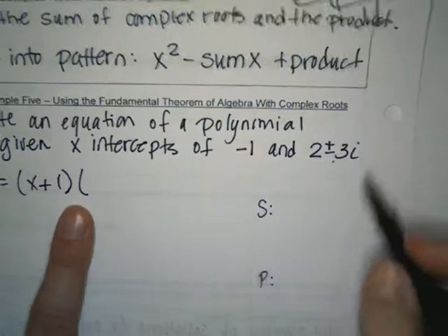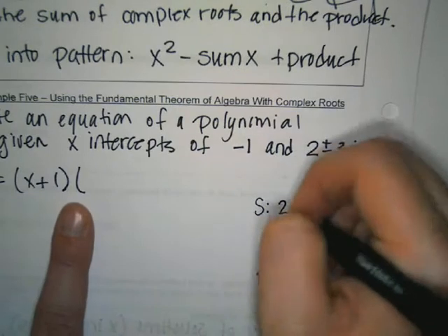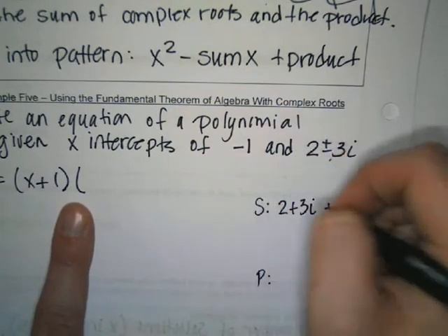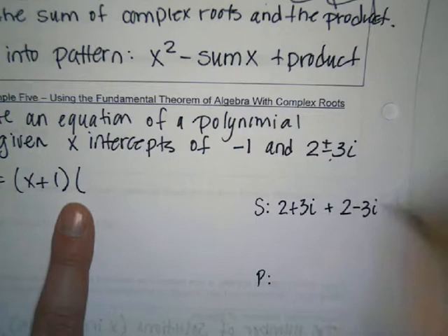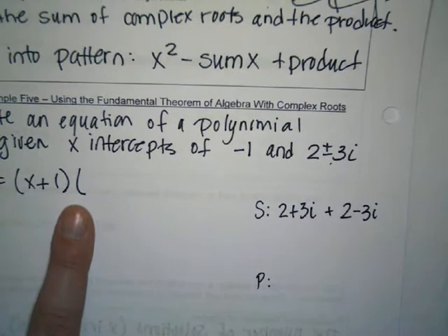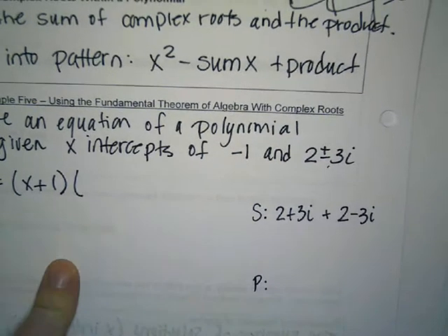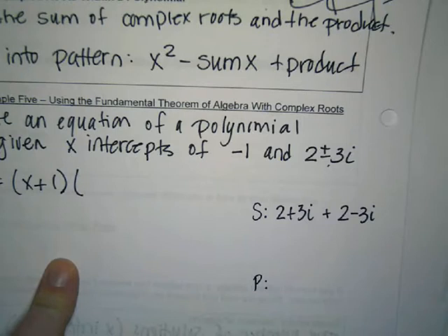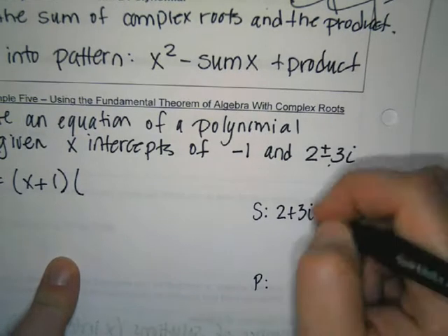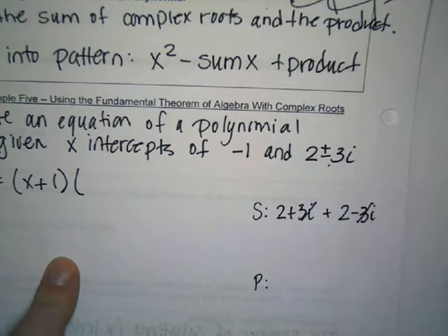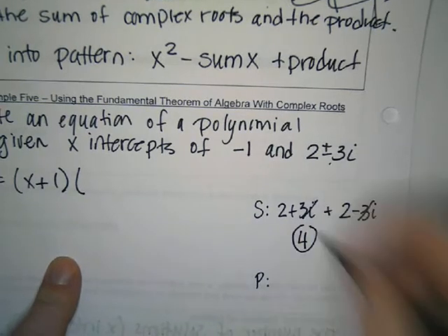So my sum, I'm going to take 2 plus 3i and add 2 minus 3i. My two complex answers there. What happens when I add those together? Not quite 0, but it's going to be 4. But what does cancel out? Yeah. The i's cancel, leaving you with 4.